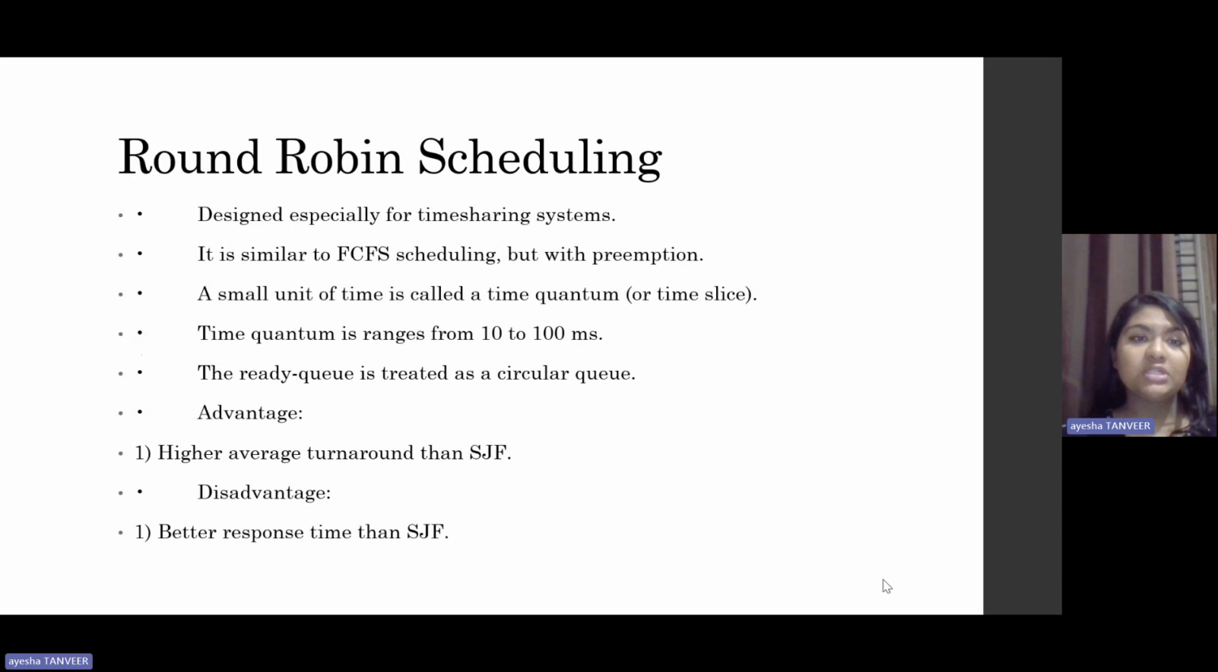Round-robin scheduling, designed specifically for time-sharing systems. It is similar to FCFS scheduling but with preemption. A small unit of time is called a time quantum or time slice. Time quantum ranges from 10 to 100 ms. The ready queue is treated as a circular queue. Advantage: better response than SJF. Disadvantage: higher average turnaround than SJF.